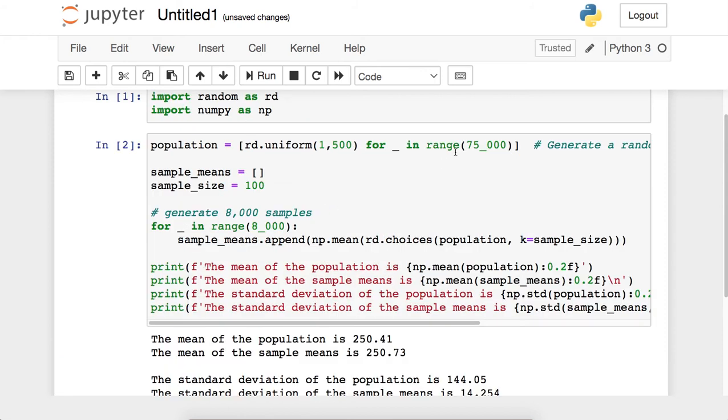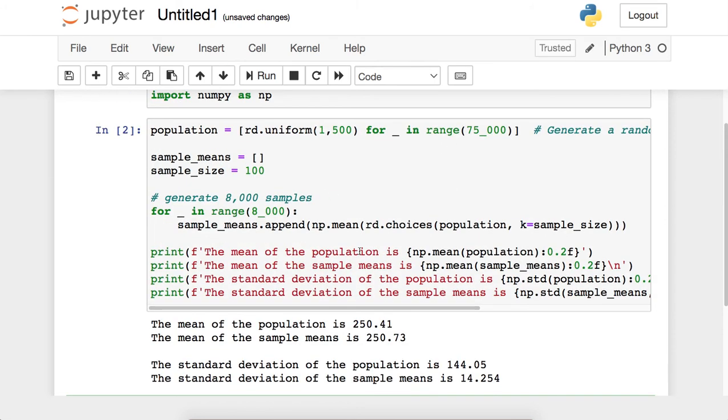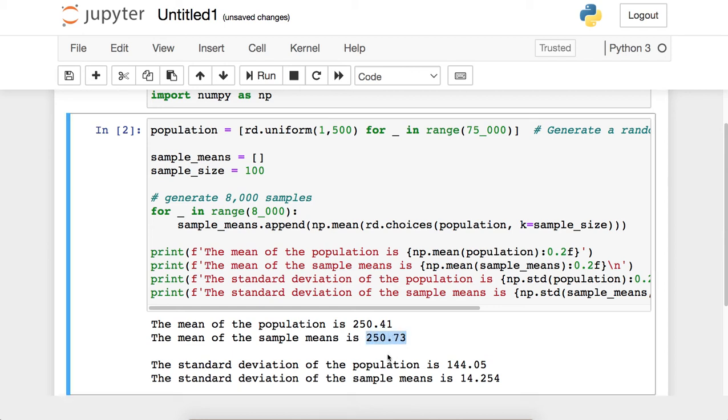Looking at 75,000 values between 1 and 500, the mean of the population is 250.41, and then taking 8,000 samples, each of which has a sample size of 100, the mean of those sample means is 250.73. Notice the mean of our sample means is very close to the mean of our population. The standard deviation of the population is about 144.05. The standard deviation of our sample means is about 14 and a quarter, so roughly 1/10 of the population standard deviation.